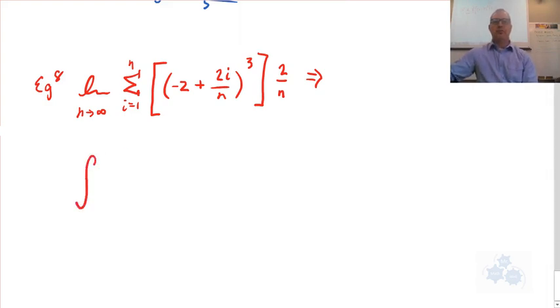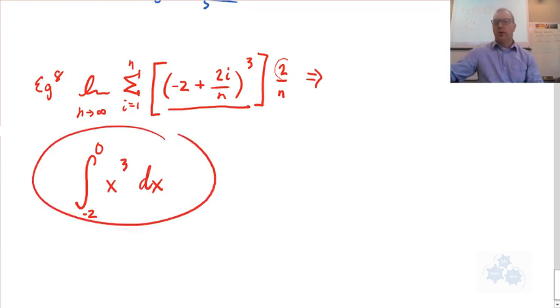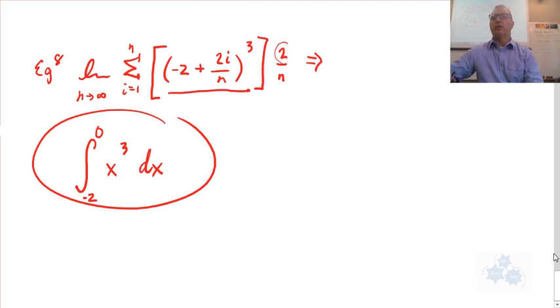Integral of, what's A here? What's B? 0. Because the interval width is 2, so that's got to be 0, correct? What does the function look like? x cubed dx. Wonderful. That is absolutely wonderful. Good job. Beautiful. All right. Any questions about those examples? Any questions about what we've done here so far?